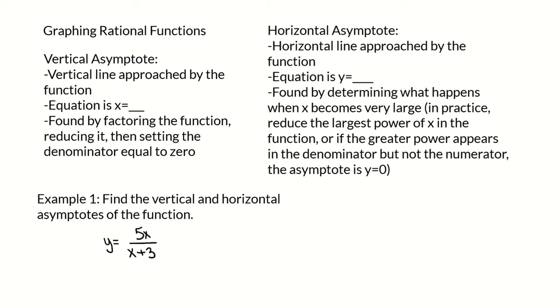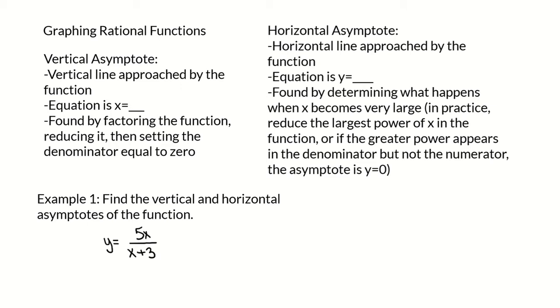When graphing rational functions, we consider the vertical and the horizontal asymptotes to help us graph the functions. The vertical asymptote is a vertical line approached by the function. Its equation will always be x equals a number, and it is found by factoring the function, reducing it, and then setting the denominator equal to 0.